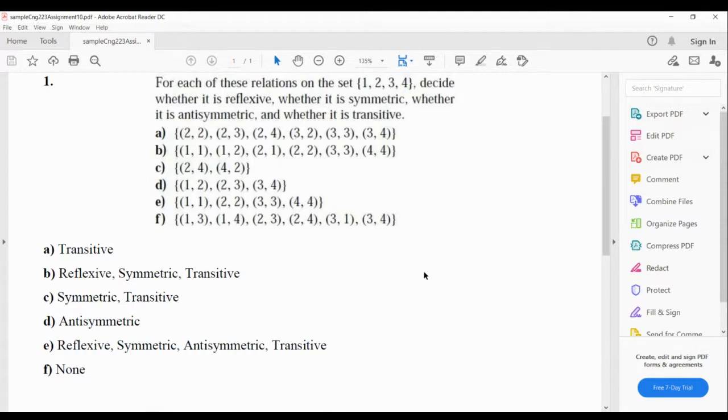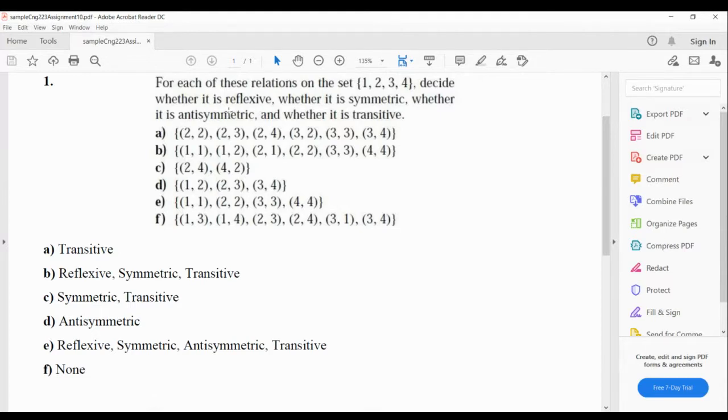Okay, so let's go through question number 1. In this question, we asked you to check whether these relations are reflexive, symmetric, antisymmetric, and transitive. It's possible to have all the properties, it's possible to have some of them, it's possible also to have none of them. So one by one we check for these properties for each item.